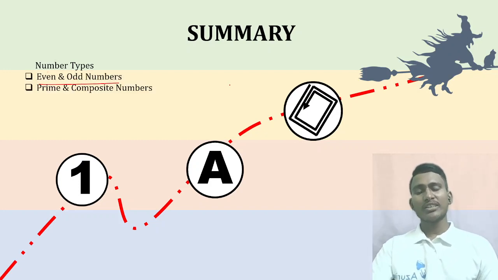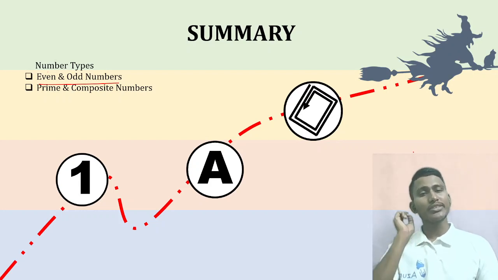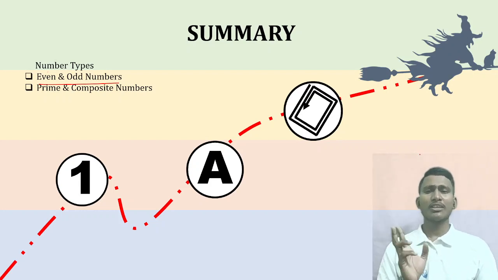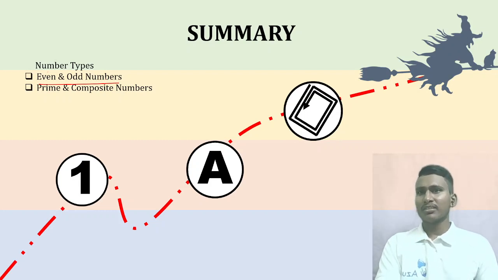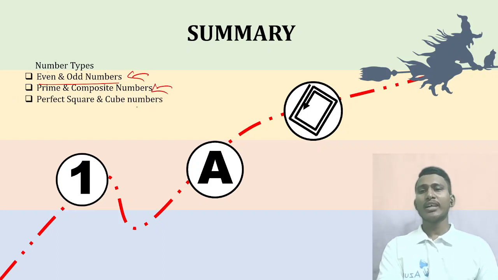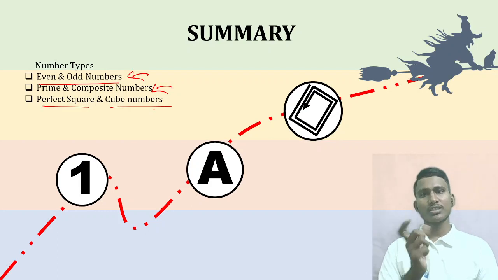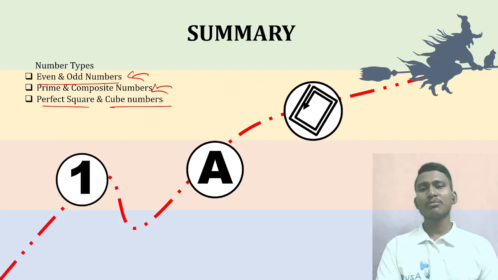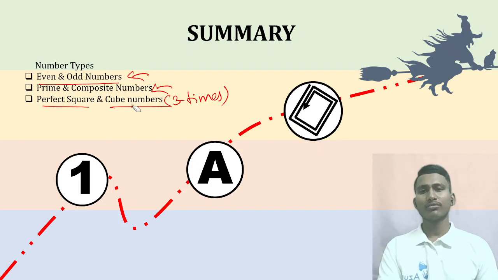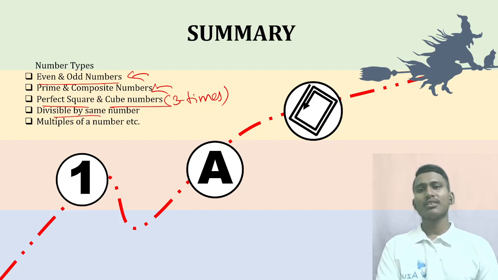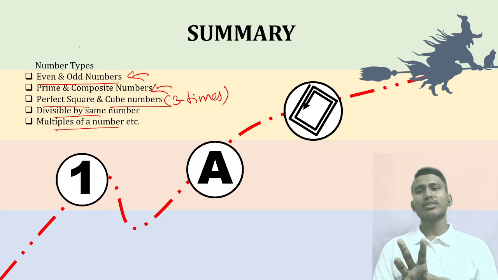In the numbers, we have seen one example, square numbers, right? It can be all even numbers or odd numbers. It can be prime and composite numbers. And it can be perfect squares or cubes. What do you mean by cube numbers? 3 times we have to multiply, so that will get a cube. We'll learn more about it. Just remember them. Then divisible by a number or multiple of a number. This is how the number types will be given.